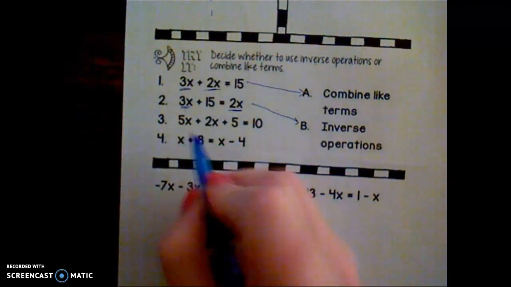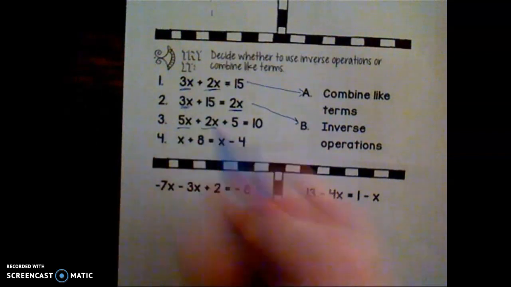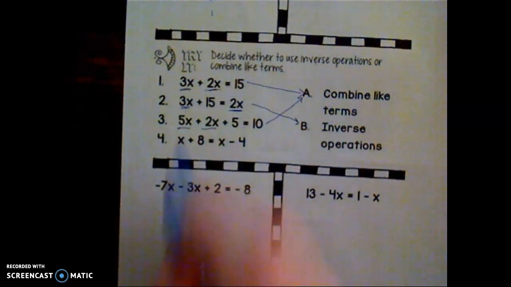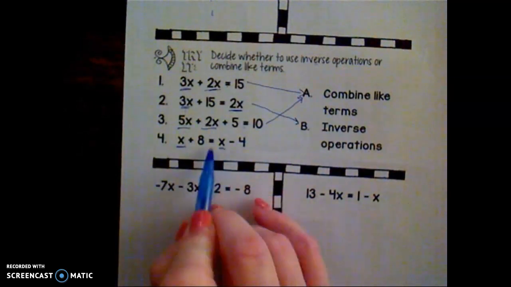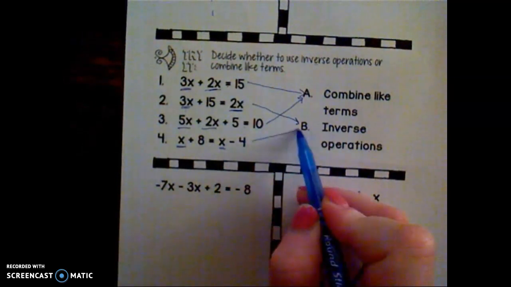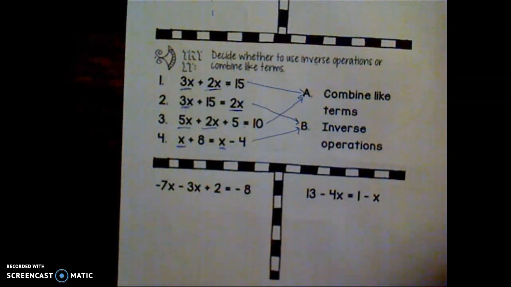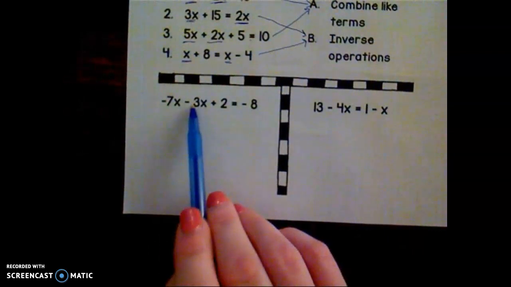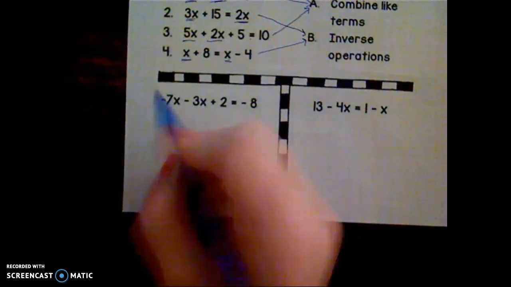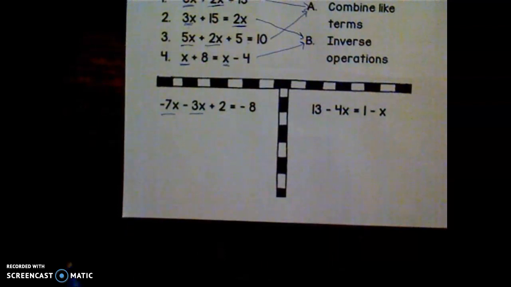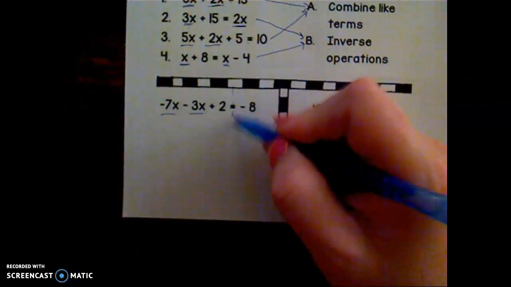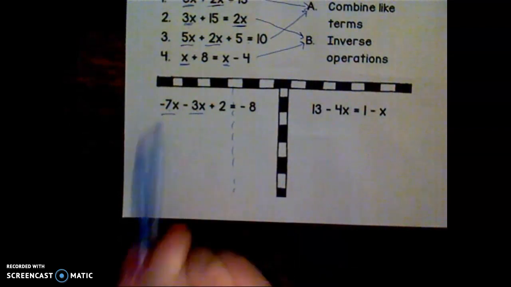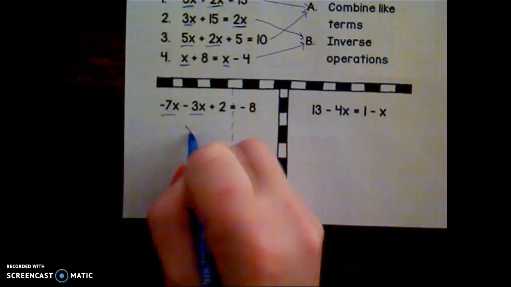Okay, so hopefully you saw in number 3 that these are on the same side of the equal sign. So these are combining like terms. These are on opposite sides of the equal sign. So we have to use inverse operations on those. So let's look at some examples. This is not new. This is what we've been doing. These two x's are on the same side of the equal sign. Here's my equal sign. I can draw my line through. So I'm going to combine these just the way they are. I know when I combine x's, I still have an x.